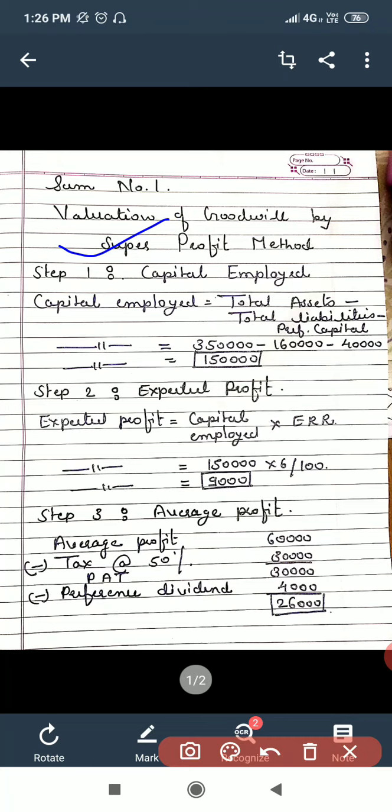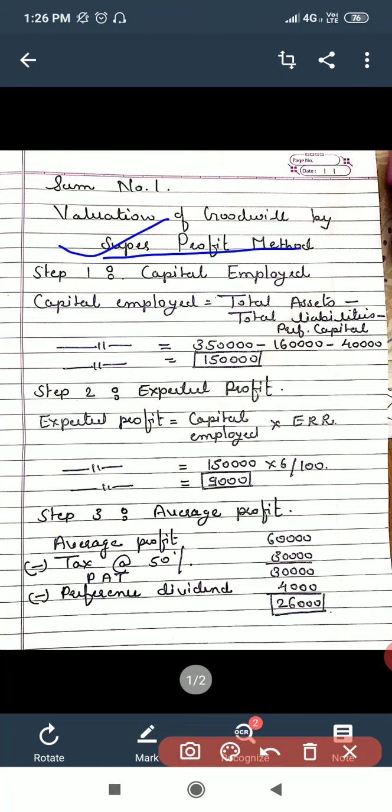Step number 1, capital employed. Capital employed is equal to total assets minus total liabilities. Step number 2, expected profit. Expected profit is equal to capital employed into expected rate of return. Step number 3 is calculation of average profit. Step number 4, calculation of super profit. And finally, step number 5, calculation of goodwill. These are the 5 steps which we need to follow while calculating the goodwill by the super profit method.